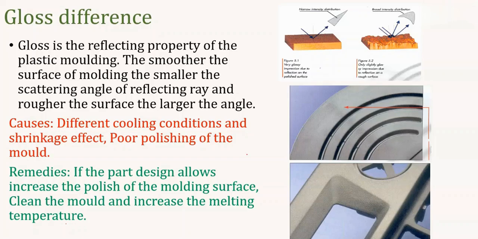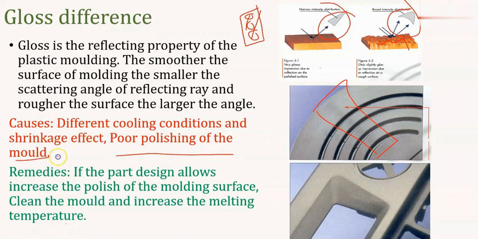The smoother the surface of a mold, the smaller the scattering angle, right? When we have a rougher surface, we will have a larger scattering angle. Whenever the surface is very rough, you can see some kind of patchiness over the surface. This is due to different cooling conditions and shrinkage effects. More material will be accumulated on one surface, so it will have a rougher surface. The cooling difference will be there, so the shrinkage effect will happen, and we are going to get such an effect.